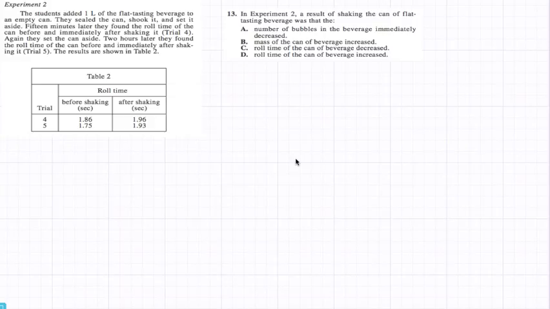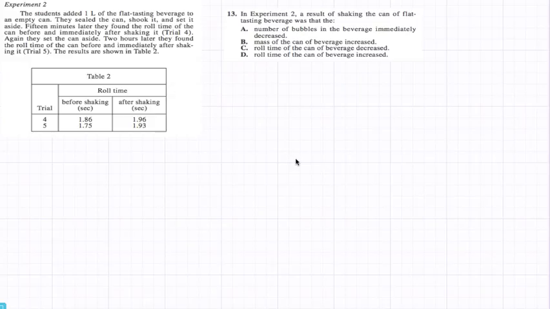In experiment 2, a result of shaking the can of flat tasting beverage was that the... So over here we have experiment 2. Let's just read through these. I haven't read experiment 2 yet, so let's read through these answer choices and go back and read it. So, number of bubbles in the beverage immediately decreased. Can we make that assumption?